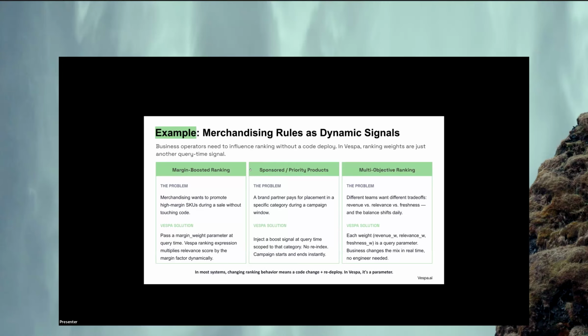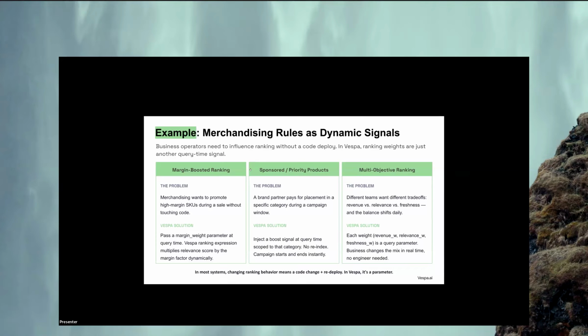The way this really works is that product features like the margin, the brand, the category are document level signals. They live as attributes on the document and they can be updated in real time with no reindex. The application layer can inject, during query time, as query parameters, additional signals reflecting those business rules, right?